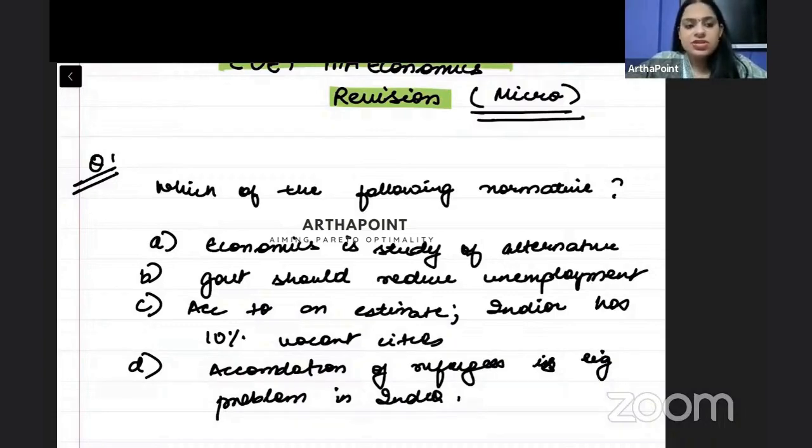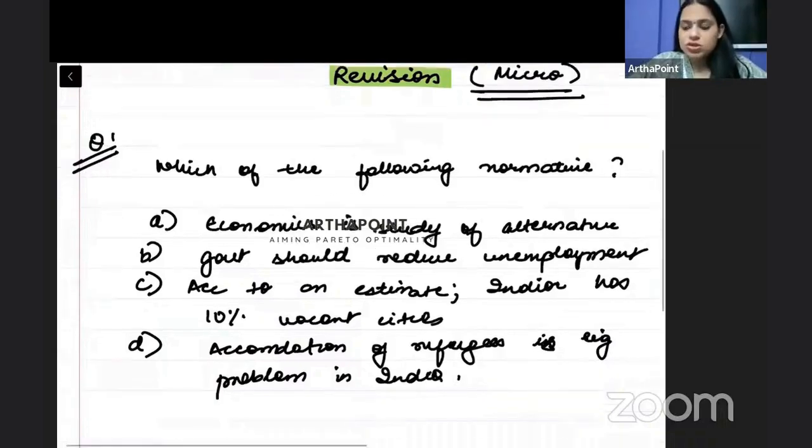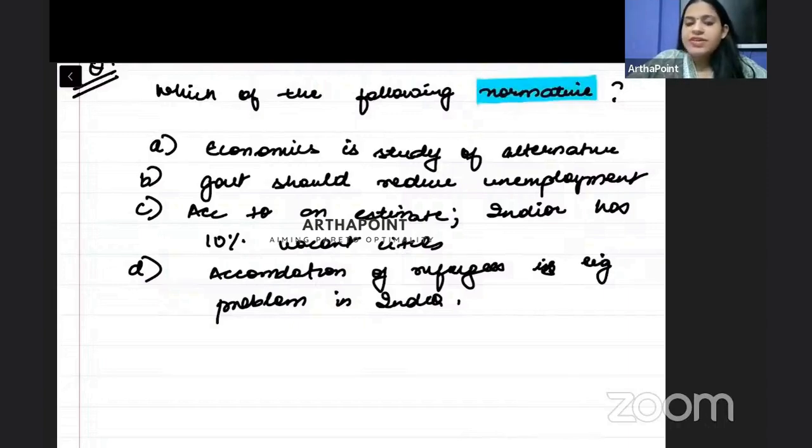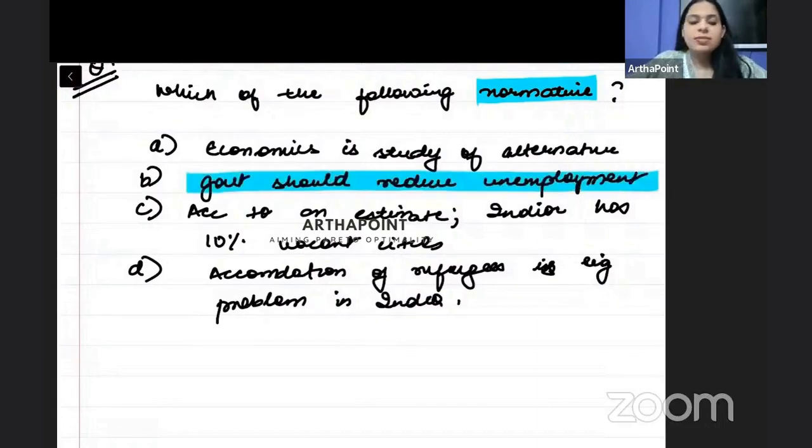And these four statements are given to you. Try to do this yourself first, beta. Try to think what should be the answer to this question. See that they are asking normative. तो नॉर्मेटिव क्या बोलता है, व्हाट शुड बी, क्या होना चाहिए. एब्सोल्युटली करेक्ट. सो द करेक्ट आंसर टू दिस क्वेश्चन शुड बी B, दैट गवर्नमेंट शुड रिड्यूस अनएम्प्लॉयमेंट.